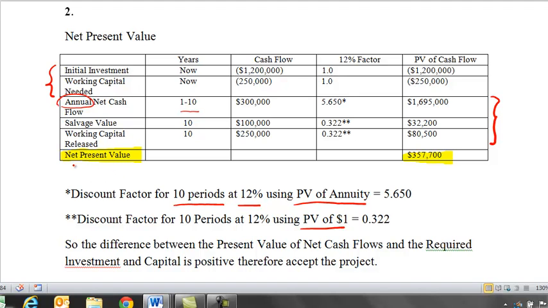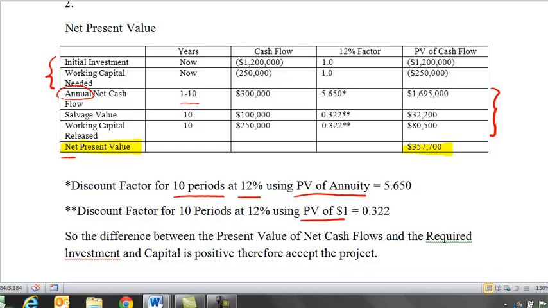So when you see the net present value, it's adding up the outflows, present values of the initial investments with the inflows. So since the difference between the present value of the net cash flows and the required investment and capital is positive, therefore we accept the project.